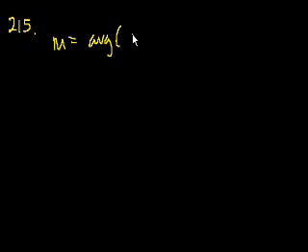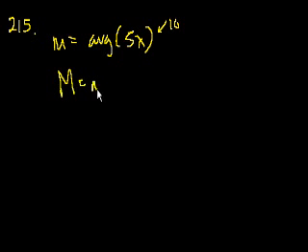Problem 215. If little m is the average of the first 10 positive multiples of 5, and big M is the median of the same thing, what is the value of big M minus small m?